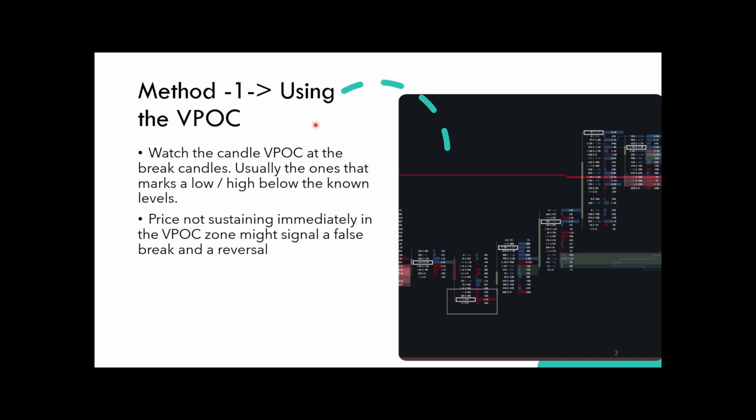Okay, method one is using the VPOC of the candle. Do you know that the concepts of auction market theory, value, and VPOC are applied across time frames? You can use it on a daily chart, a weekly or monthly chart, and you can also boil it down to a candle level analysis. This is only visible through order flow charts.